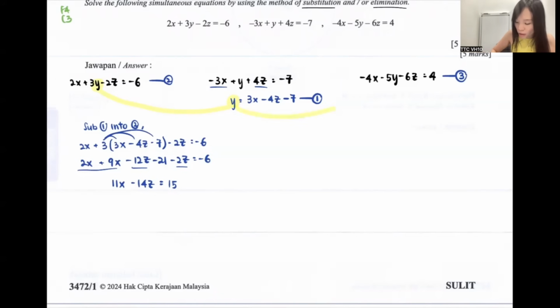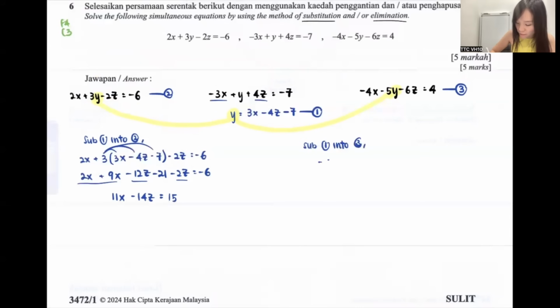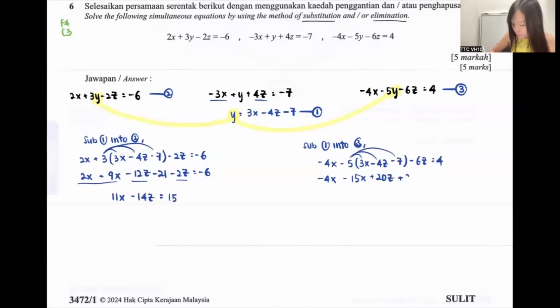So after you guys sub 1 into 2, you guys will also sub 1 into 3. So let me show you guys the working here. So I will sub 1 into 3. So negative 4x is still negative 4x. Plus minus 5 is still minus 5. Just the y becomes 3x minus 4z minus 7. And then minus 6z equivalent to 4. So negative 4x, negative 15x, positive 20z, positive 35, minus 6z equivalent to 4. Okay, I think this is what I have.